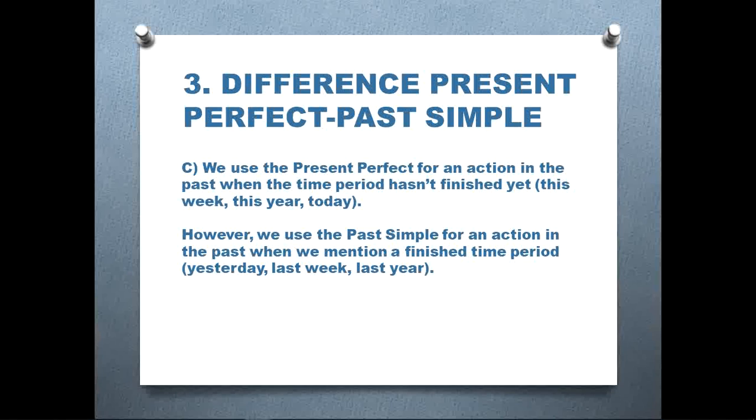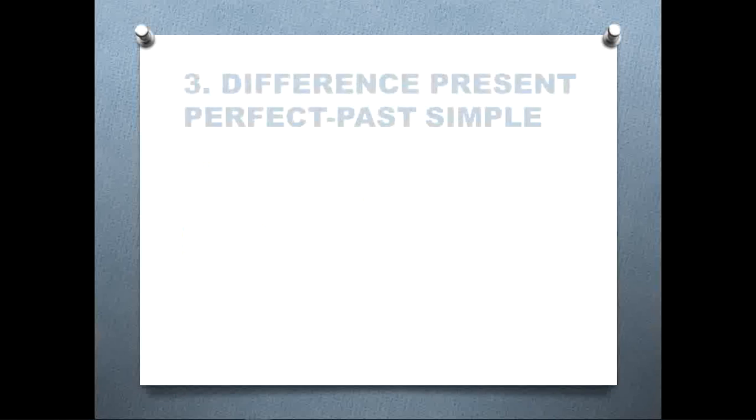They imply an amount of time in that period, this week, or this year, or today, but we know that that period hasn't finished. However, when we use the past simple, we always refer to finished periods of time. For example, yesterday, last week, last year. There is no connection with the present anymore.